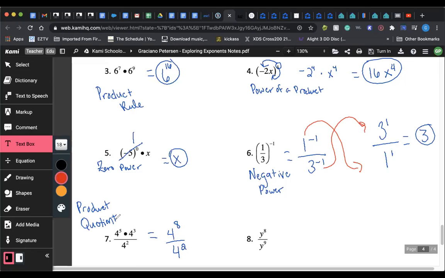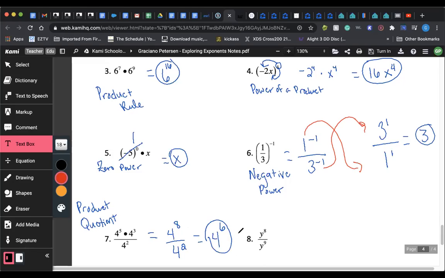So now when we use the quotient rule, we keep the base, but now we subtract our exponents. So what's 8 minus 2? 6. So it's 4 to the 6th power. And we're going to leave it like that because we don't want to work with that big number when we put that in the calculator. So it's just 4 to the 6th power.